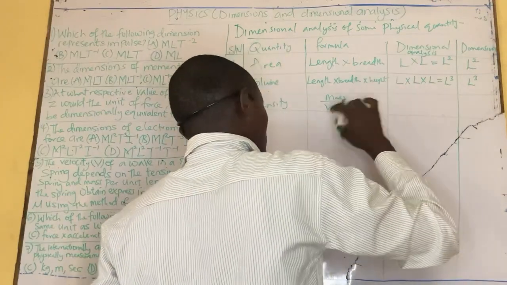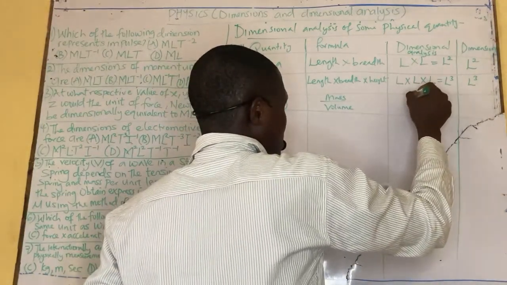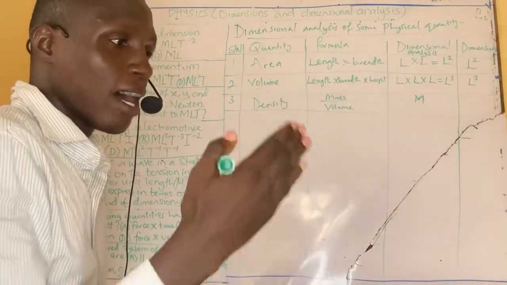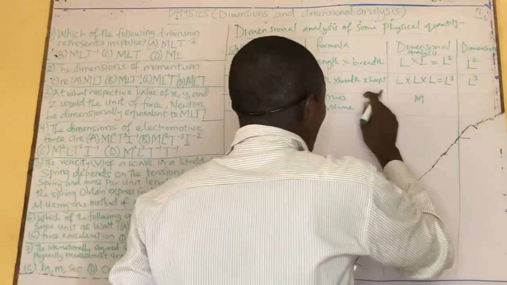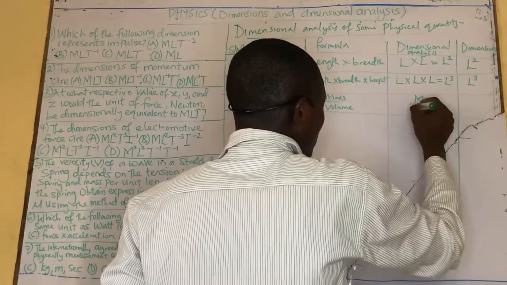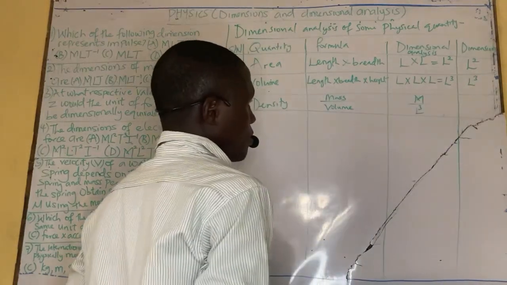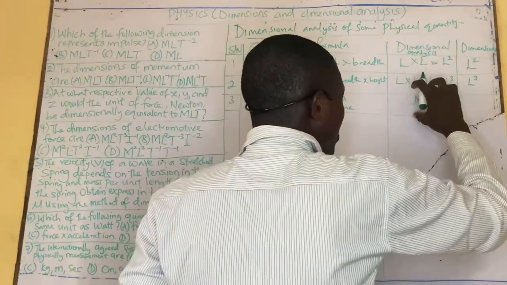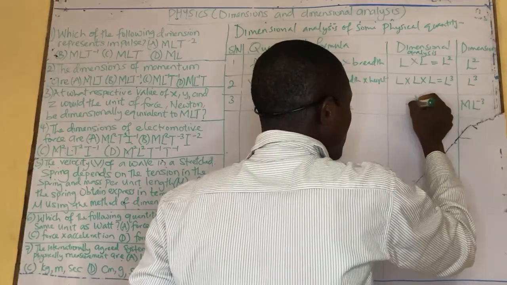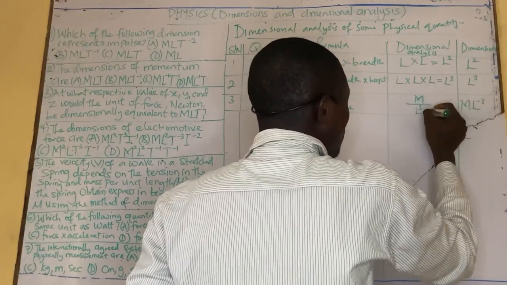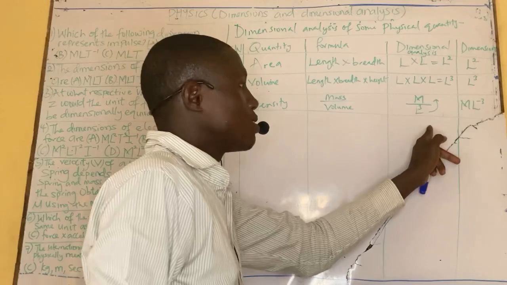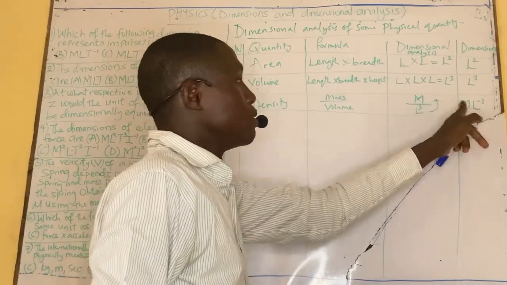So the dimension of mass is capital letter M. Don't forget that the dimensions of mass, length, and time are M, L, T respectively. So the dimension of mass is M, while the volume has been calculated as L cubed. By combining the two together, we are going to have M per L cubed, which is M L to the power minus 3, because according to the law of indices, when something moves up, the power becomes minus 3.